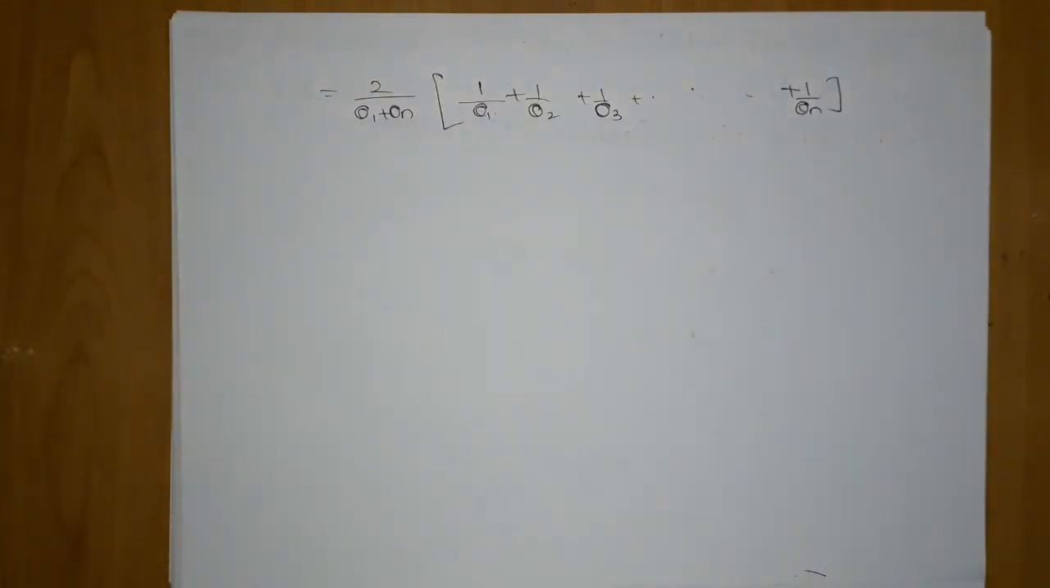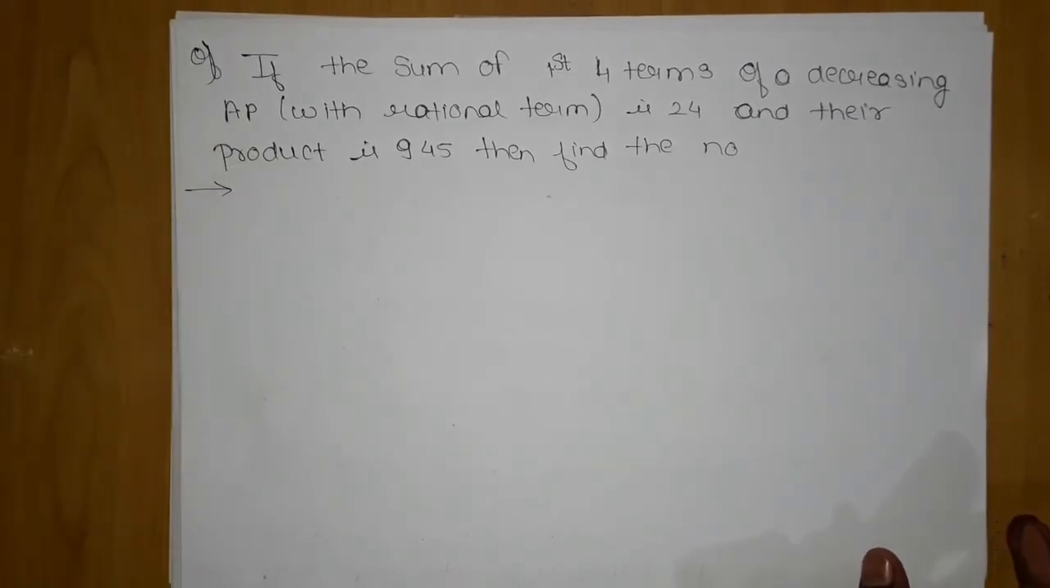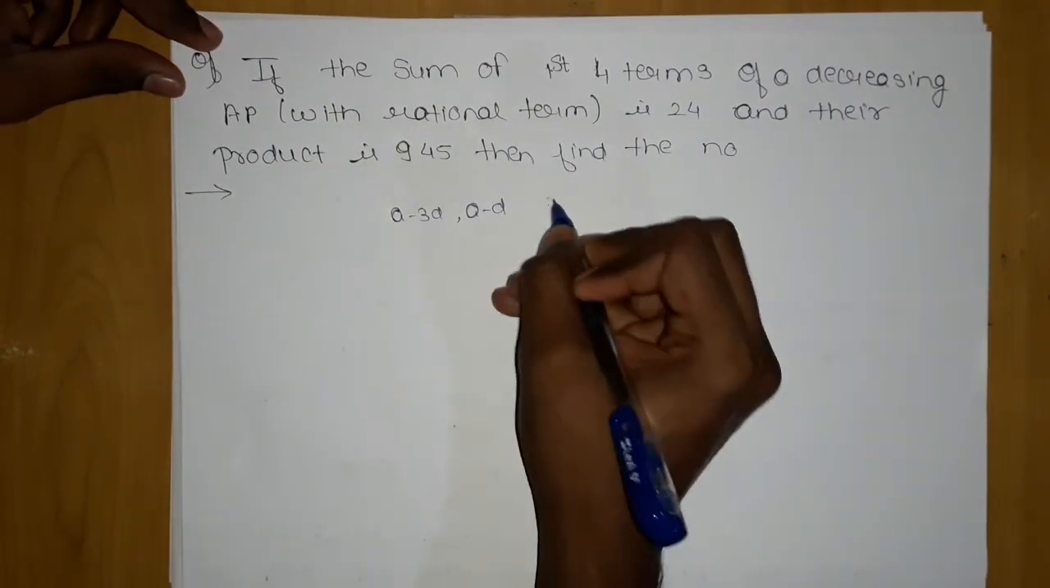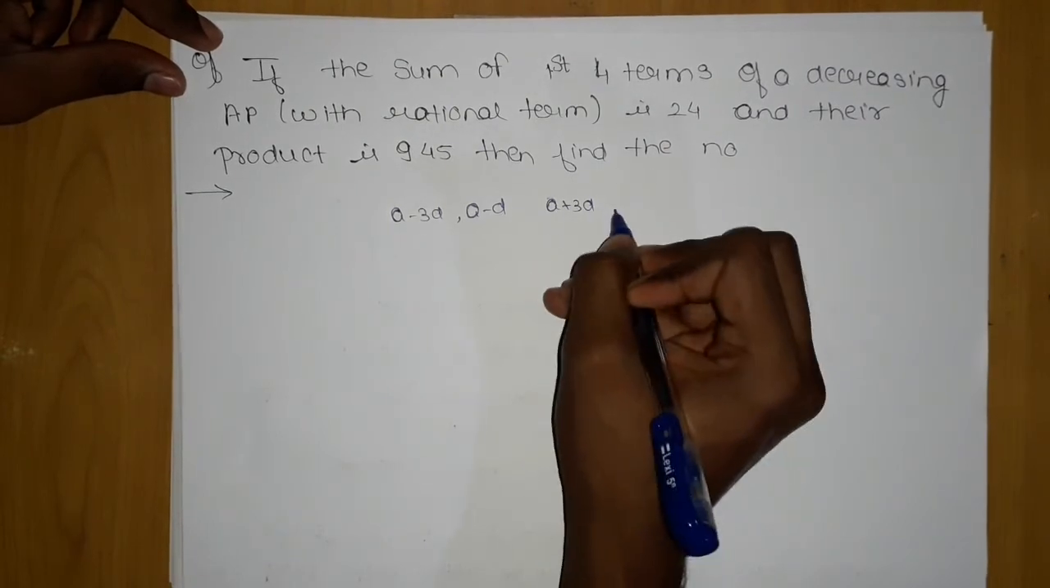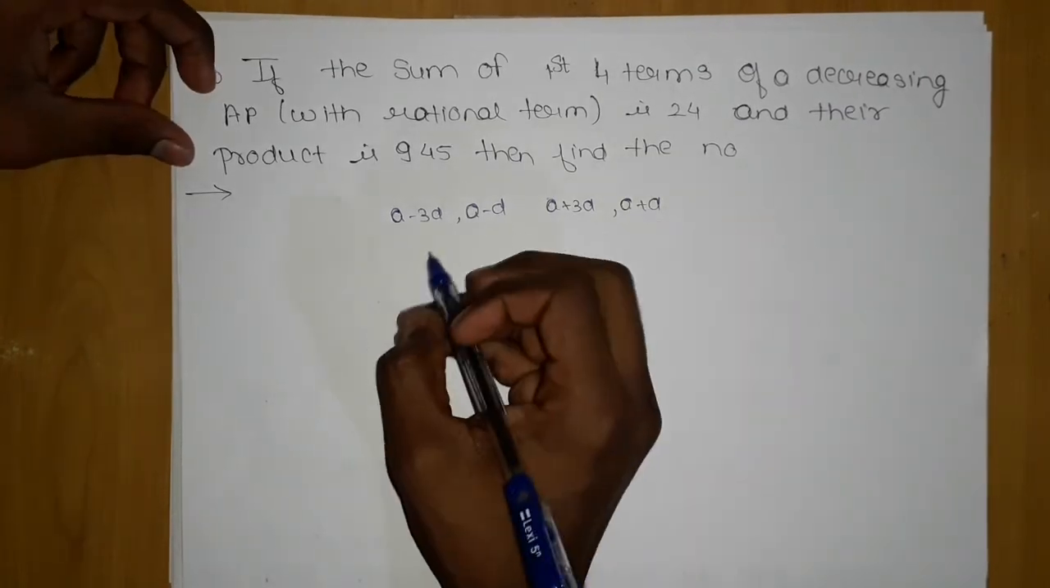Now let's do the next question, which says: if the sum of the first 4 terms of a decreasing AP is 24 and the product is 945, then find the numbers. So let me take the 4 terms as a minus 3d, a minus d, a plus d, and a plus 3d. It should be in this order, it doesn't matter. Their sum is 24.